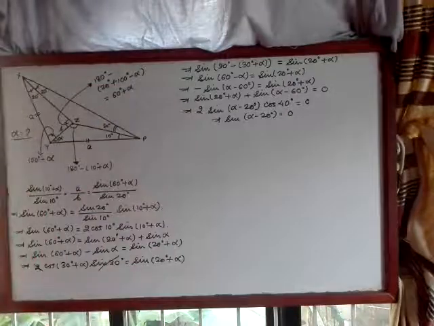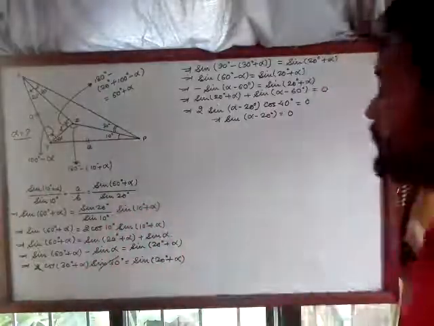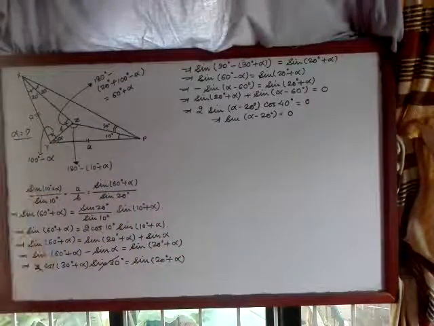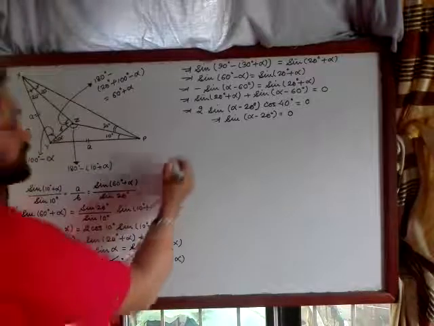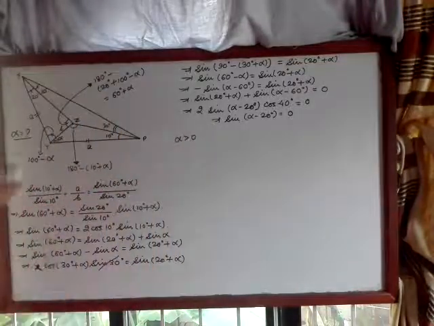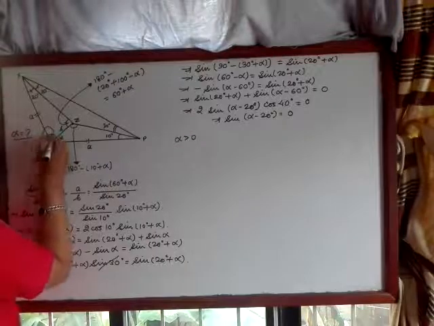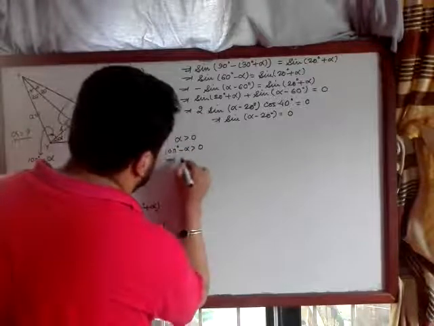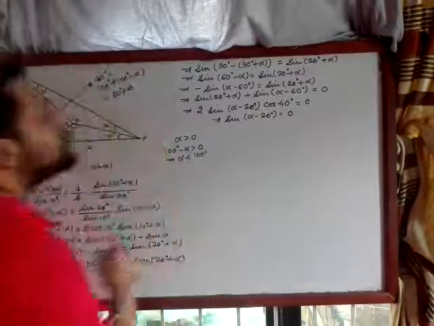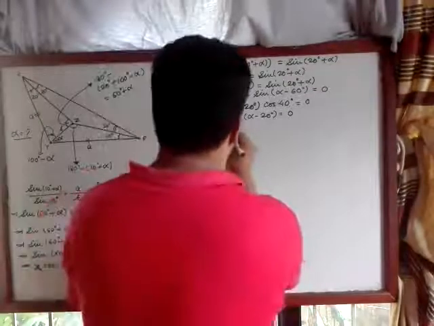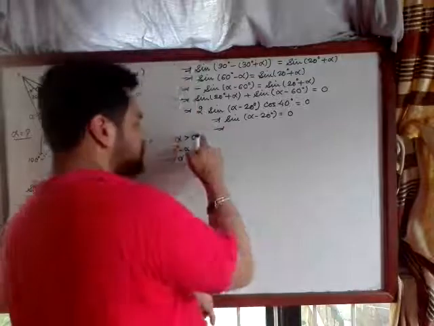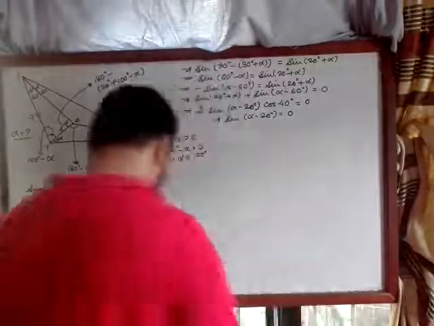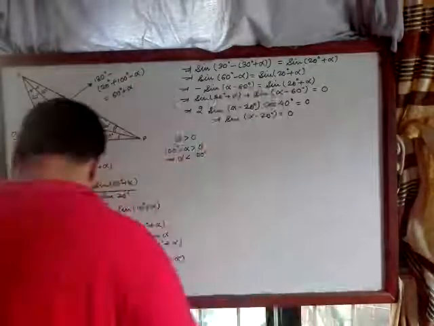Okay, the general solution will give infinitely many values of alpha, but alpha is an angle of a triangle, so alpha must be greater than 0. Next, 100 minus alpha is also an angle of a triangle, so 100 degrees minus alpha must also be greater than 0, so alpha must be less than 100 degrees. So we must take positive values of alpha. Let's solve this equation.